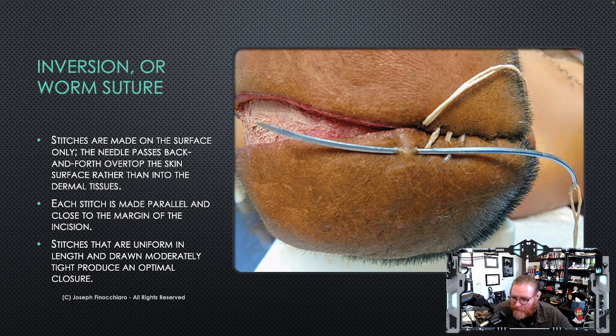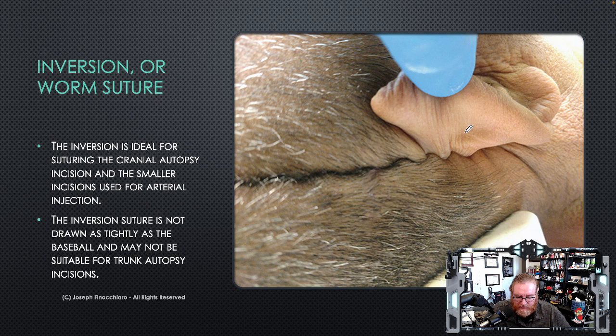Stitches that are uniform in length and drawn moderately tight produce an optimal closure. The moral of the story is you want the ins and outs to be as aligned as possible, and the ligature to be as parallel as possible. And it forms something like this. The inversion is ideal for suturing the cranial autopsy incision and the smaller incisions used for arterial injection. The inversion suture is not drawn as tightly as the baseball and may not be suitable for trunk autopsy incisions. This means it is also more prone to leaking.